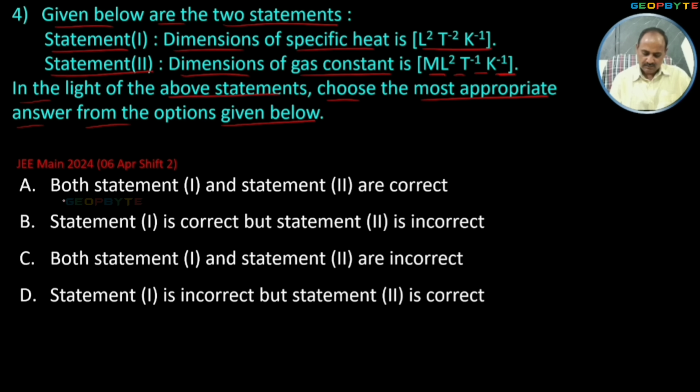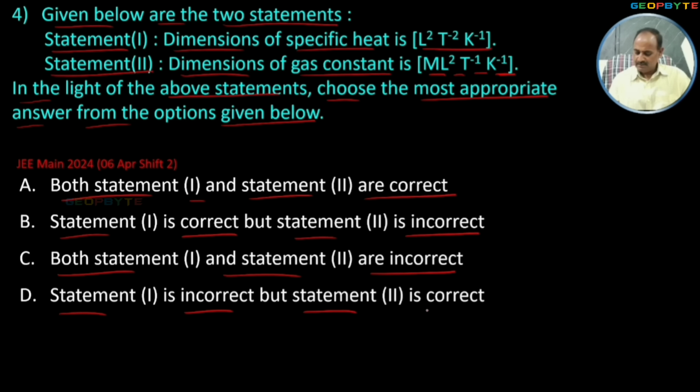Look at the options. A. Both statement 1 and statement 2 are correct. B. Statement 1 is correct, but statement 2 is incorrect. C. Both statement 1 and statement 2 are incorrect. D. Statement 1 is incorrect, but statement 2 is correct. Okay. For that, we need to decide the dimensional formula for both specific heat and gas constant.